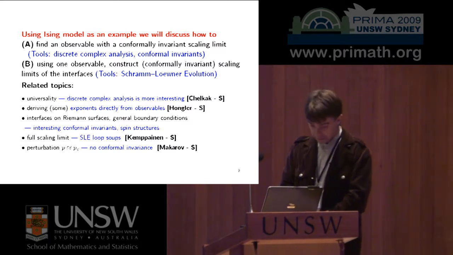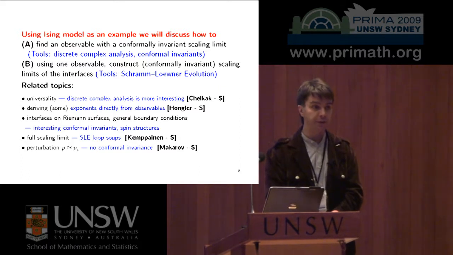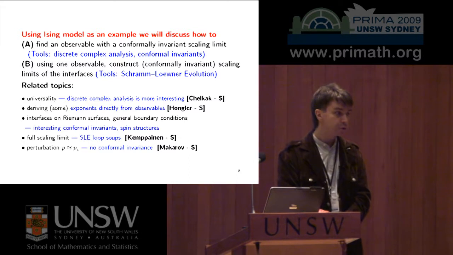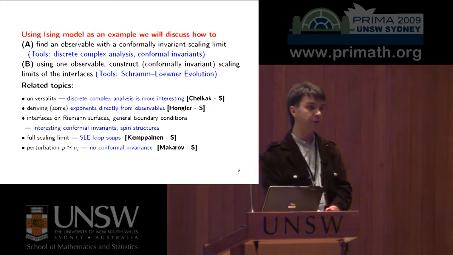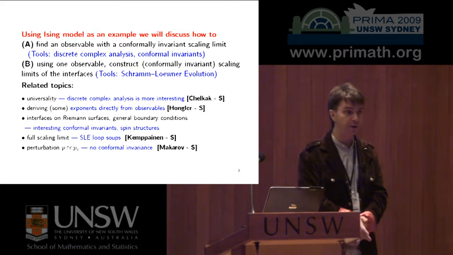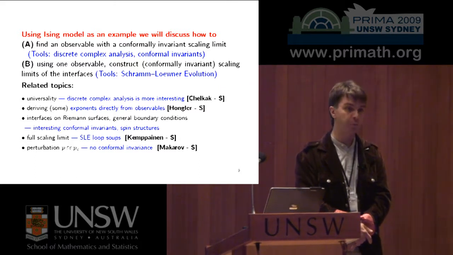So the part A. We want to find something in the discrete setting which in the limit will be a conformal invariant. There are many conformally invariant objects in complex analysis. There are various capacities, extremal lengths, and most of them were discretized at one point or another.